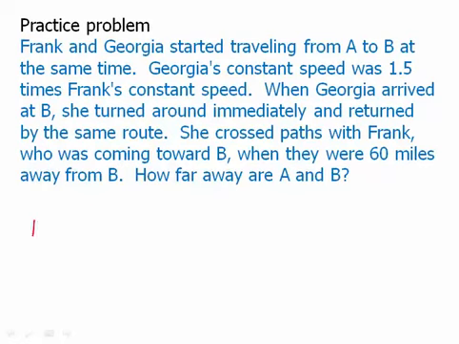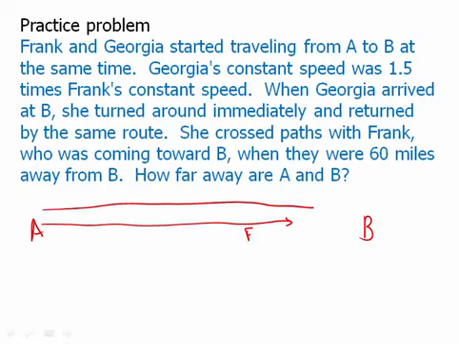So in other words, here's A, here's B. Frank, poor old Frank, he was just plodding along. He did this. This was Frank. Meanwhile, Georgia went all the way to B, turned around, and then they met each other. They crossed paths right here, and this point is 60 miles outside of B. And so now we want this whole distance, D, the entire distance from A to B.